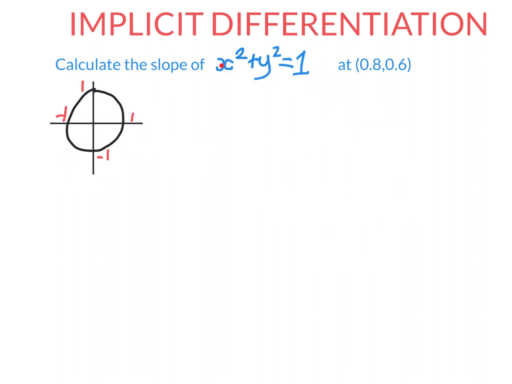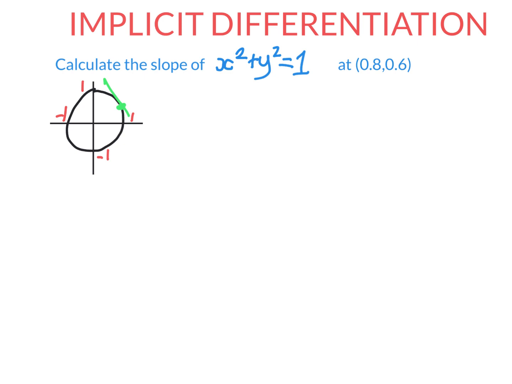So we're going to use it to calculate the slope of x squared plus y squared equals 1 at this point. So that point is about here, and we're going to calculate the slope of this tangent. Now this is an implicit equation. Neither x nor y is the subject. In fact, this here is not a function. You could rewrite it as two functions combined, like this one here, the top one, and also the bottom one, but we're going to use implicit differentiation.